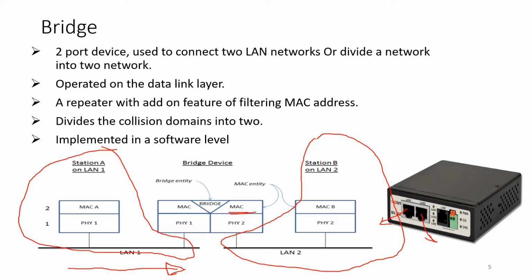The next point is that it is implemented at the software level, not at the hardware level. So the bridge properties are: it's a two-port device, and it works on the data link layer, which means it can filter MAC addresses. It divides the collision domains, so it avoids collisions. It reduces the collision of frames in the network.